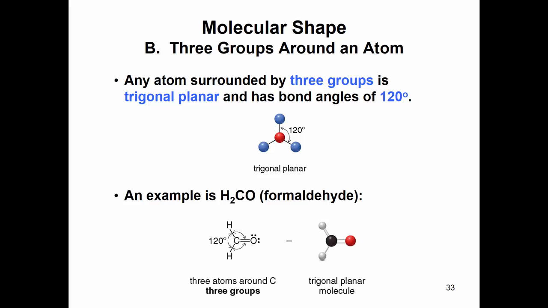Okay, an atom surrounded by three groups is considered to be trigonal planar and has a bond angle of 120 degrees. So if it has three groups, they're going to orient themselves as far apart as possible, and there's going to be 120 degrees in between them.